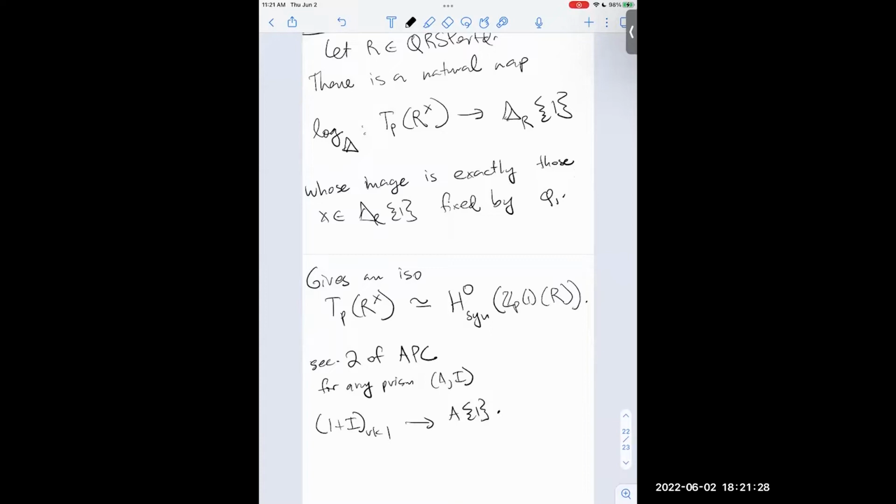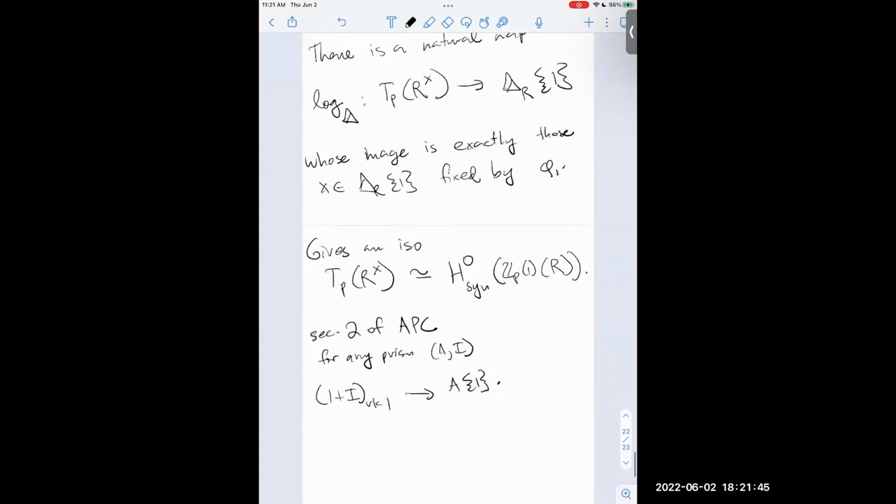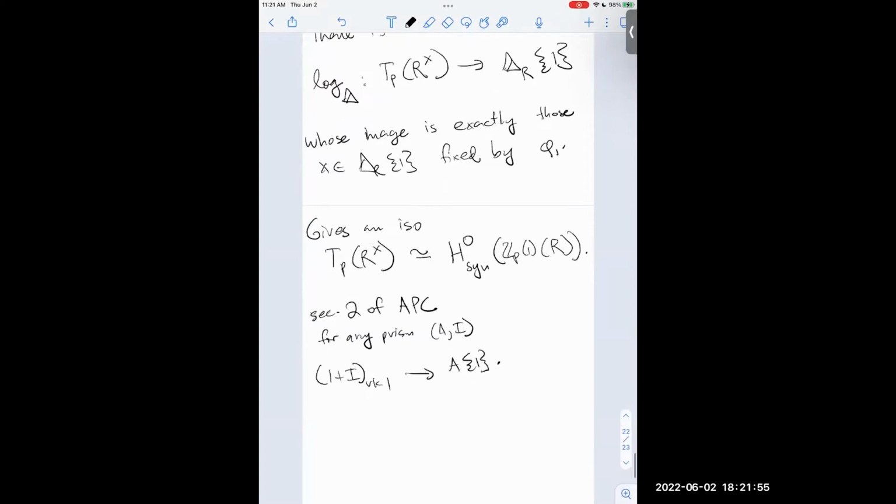So this is section 2 of APC, and I also refer to Drinfeld's papers, where Drinfeld has an essentially equivalent construction of this Breuil-Kisin twist and this map using the stacky formalism. Thank you. Okay. So in particular, this gives you some explicit way of writing down classes in weight 1, and then in general, you can take products to write down classes in general.